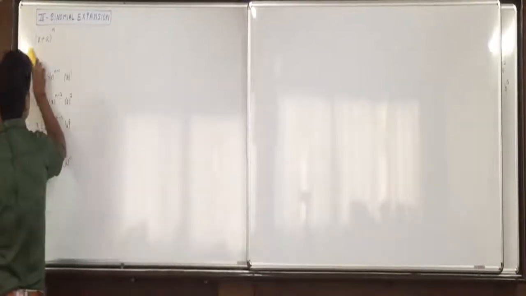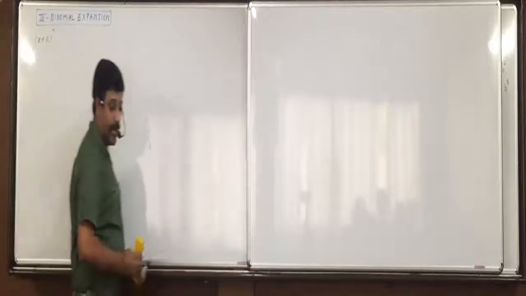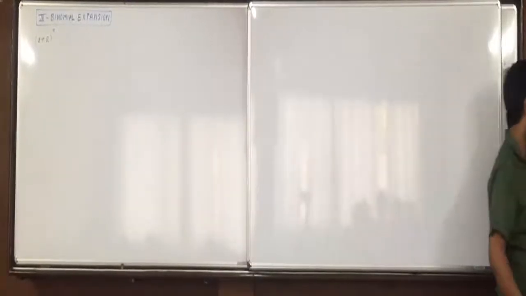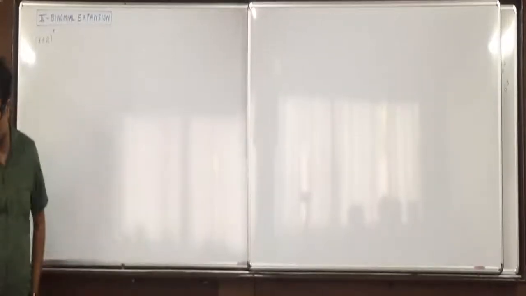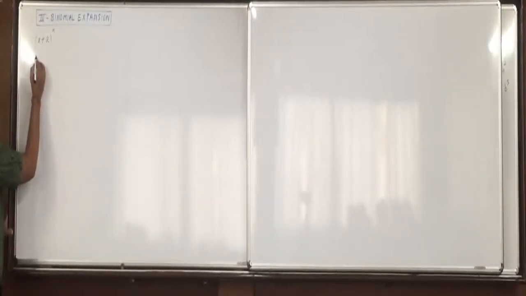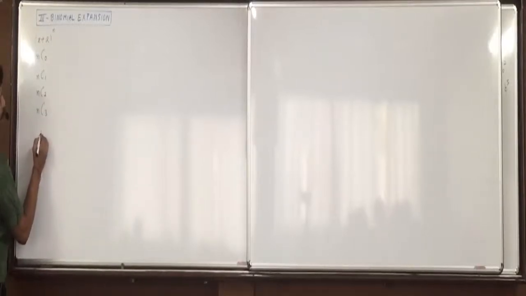Let us write it together. Let us write x plus a raised to n. Now, what will be the coefficients? NC0, then NC1, NC2, NC3 up till NCn. And as I said, we'll be solving throughout the chapter this part vertically only, not horizontally. Okay? Did you all write this?